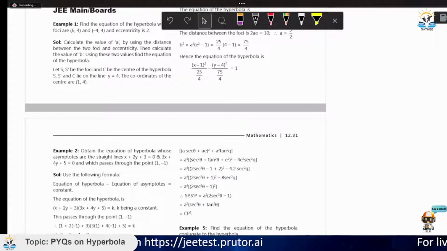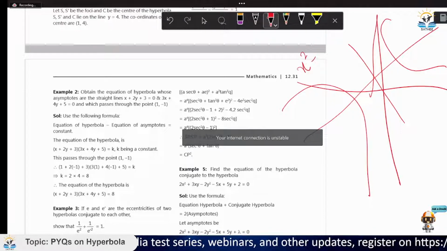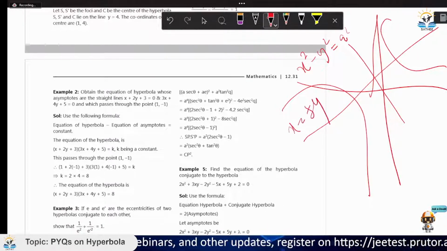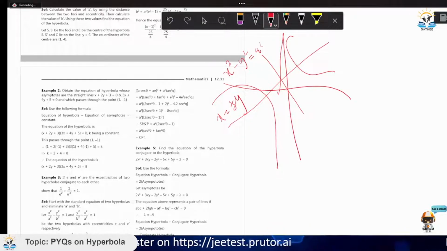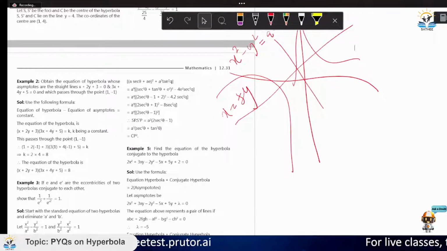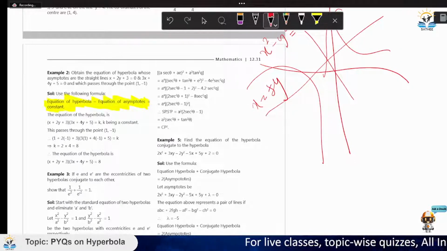So let us move to question number two. Question number two says, touch the hyperbola at infinity. For a standard hyperbola, when x square minus y square is equal to a square, we have the asymptotes as x is equal to plus minus y. What we try to do here is get the equations out. The standard formula we use here for the asymptotes is that the equation of the hyperbola minus the equation of the asymptotes is equal to a constant. That is the standard thing.